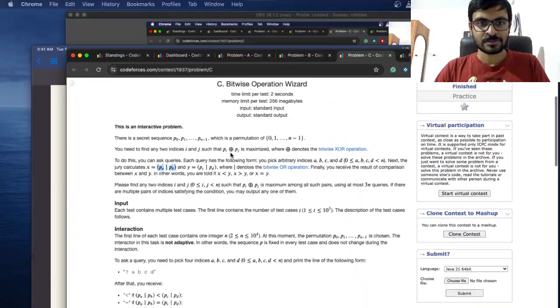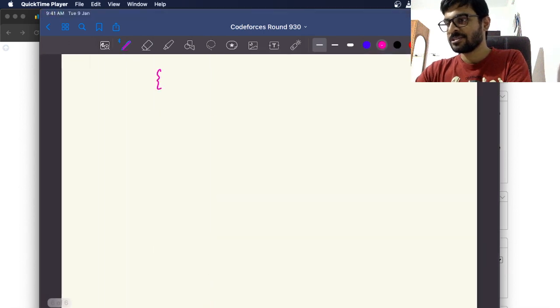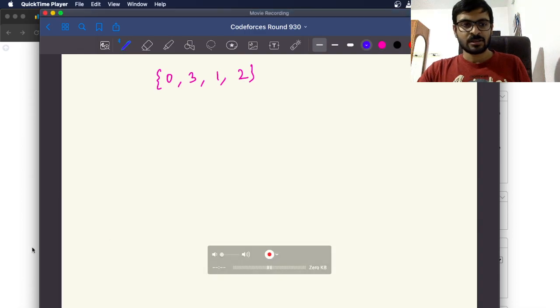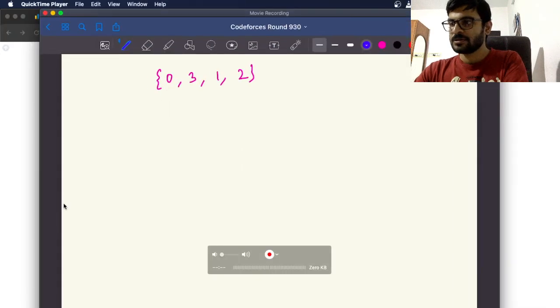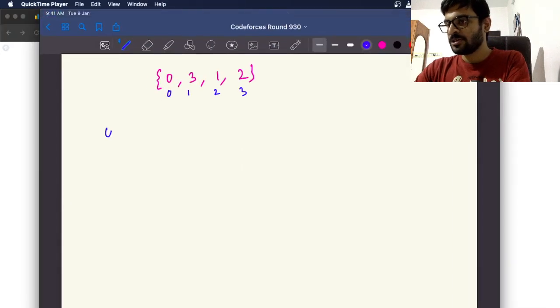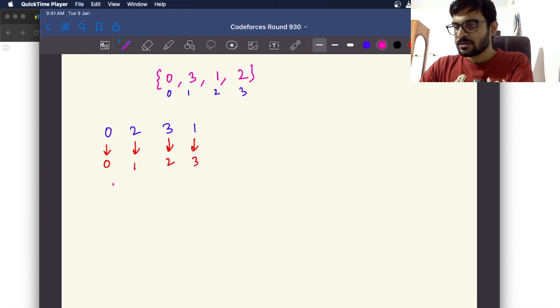0 3 1 2. That is one permutation given to us. Now if I ask this query 0 2 3 1, at 0 we have 0, at 2 we have 1, at 3 we have 2, at 1 we have 3. If we do OR, 0 OR 1 we get 1, 2 OR 3 we get 3.